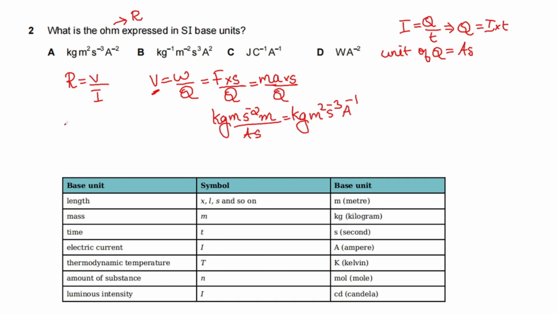So you can find out the base unit for the resistance, which is ohm, which is equal to kilogram meter squared s to the power of -3 A to the power of -1, divided by the unit of current, which is amperes. Here you are getting the answer like this. So which one is the correct answer? So the correct option would be option A.